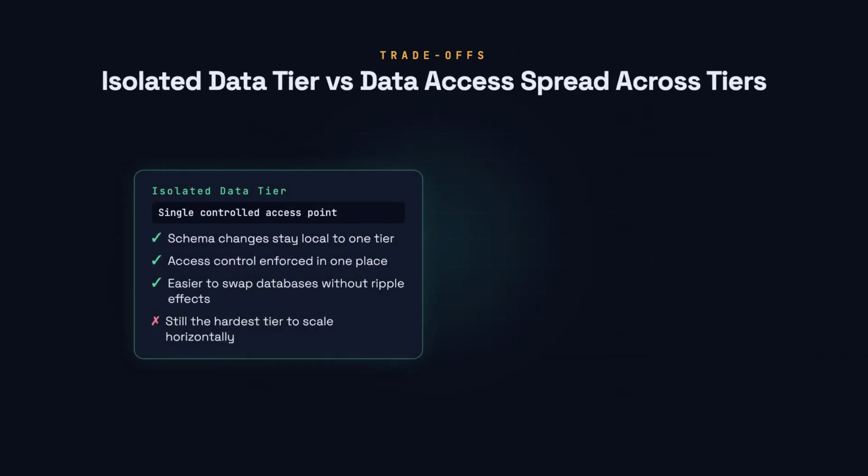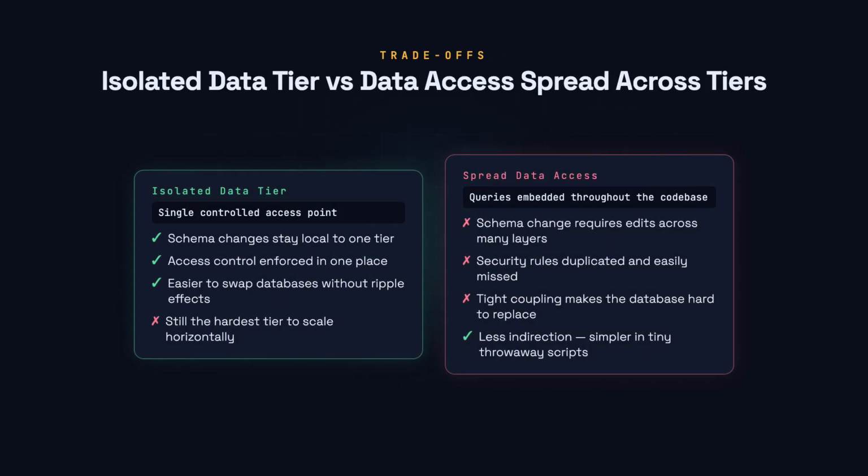Isolating the data tier gives you real, concrete benefits. A schema change only touches one tier, access control lives in one place, and replacing a database engine does not ripple across your entire codebase. The one honest cost is that the data tier remains the hardest tier to scale regardless of how well you isolate it, because data is stateful, and state demands consistency. Spreading data access around saves a little indirection, but only ever makes sense for the smallest, most short-lived scripts.